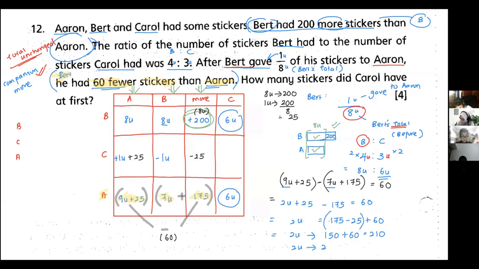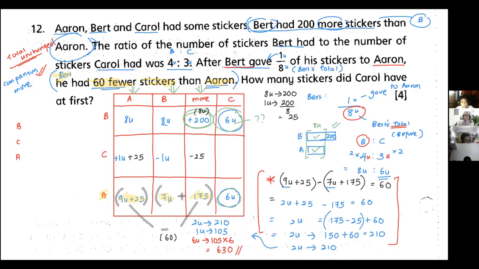2 units is 210. No space. I'll continue here. 2 units is 210. 1 unit is 105. You know how I get that, right? Divided by 2. Okay. Then I want to know how many stickers did Carol have at first. Carol, no change from the first to the end. I want to find 6 units. Okay. So 6 units is 105 times 6 equals to 630, answer. Okay. Be careful with this part here. All right. That's it.